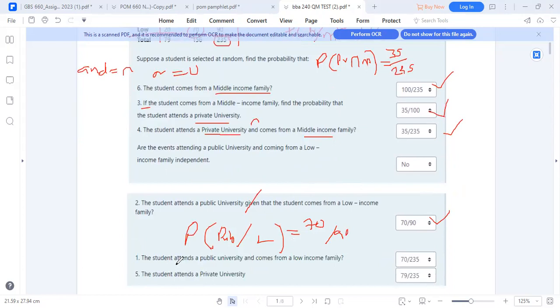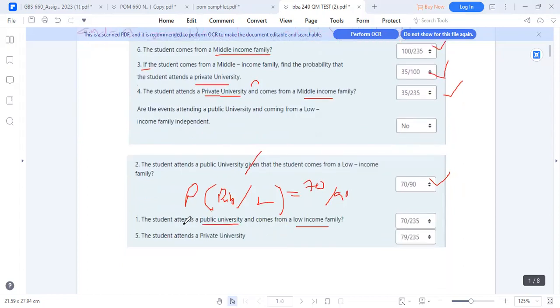So what's the probability that the student attends a public university and comes from a low income family? Who wants to give us a narration? Public university and comes from a low income. So what are we doing? Probability of what? Public intersection low income. Good. Public intersection low. So what are we going to do at this point?